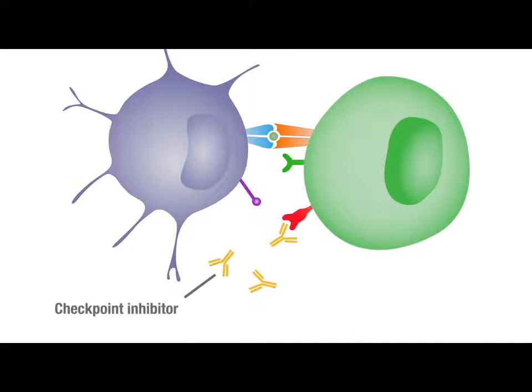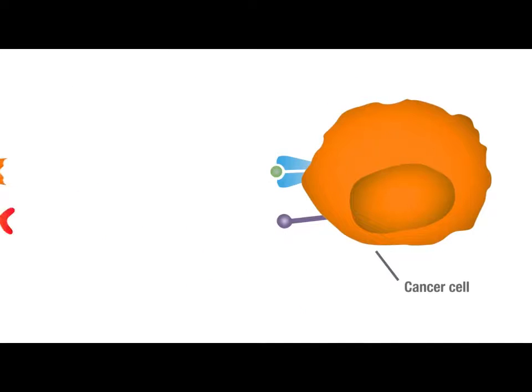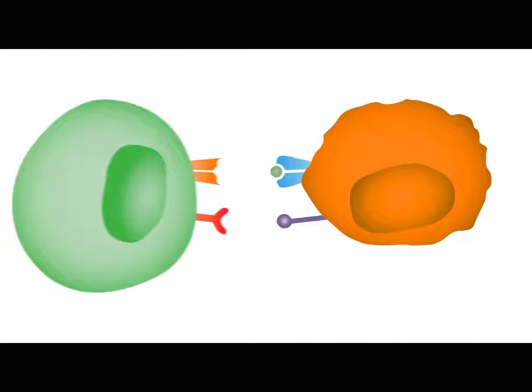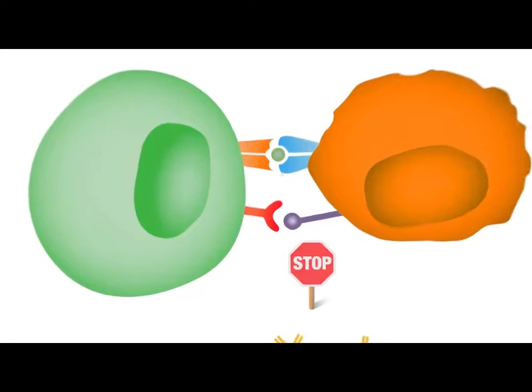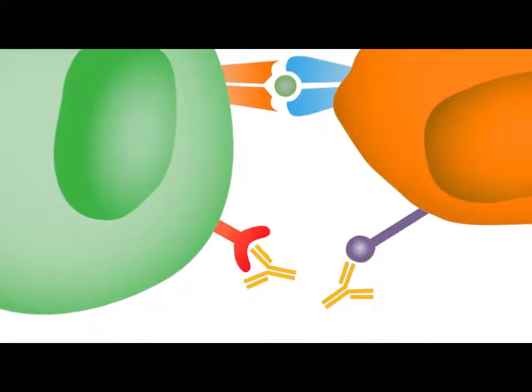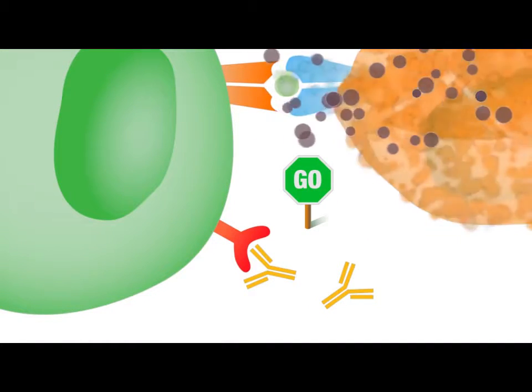Drugs called checkpoint inhibitors release the brakes, allowing the immune system to step on the gas and fight the cancer. Many cancers have learned to hijack these same immune brakes to avoid destruction. They make a molecule that engages the brakes. Checkpoint inhibitors block this interaction as well, robbing cancer of an important defense.